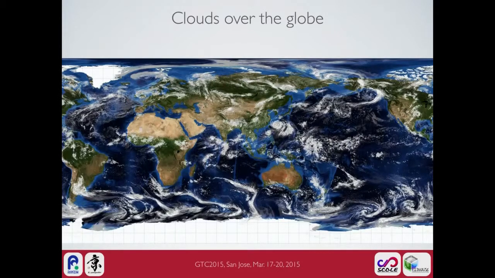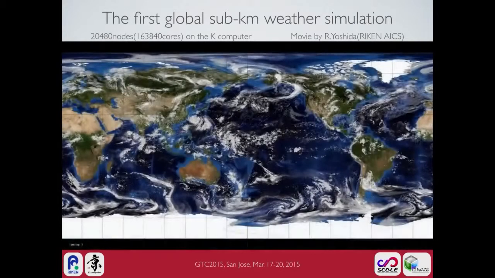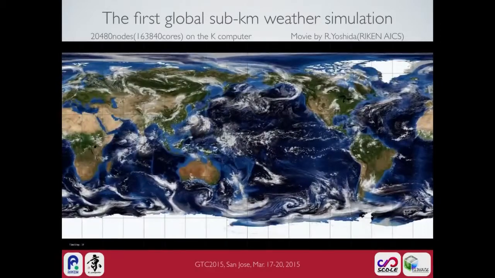several phenomena are found on each different place. And this picture is not a satellite image. This is our simulation result. So we conducted the first global sub-kilometer weather simulation on the K-computer using the NICAM model. This is the animation of our simulation.